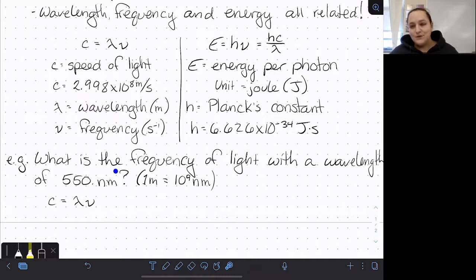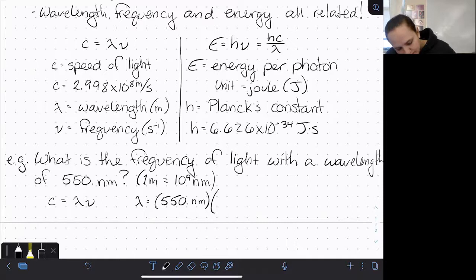So the first thing we want to do is convert. You can either convert the speed of light to nanometers per second, or you can convert the 550 nanometer wavelength that you're given into meters, which is what I'm going to do. But it should get you the same final answer either way. So we're told that our wavelength is 550 nanometers. To convert that to meters, we can use the conversion factor that 1 meter is equal to 10 to the 9th nanometers.